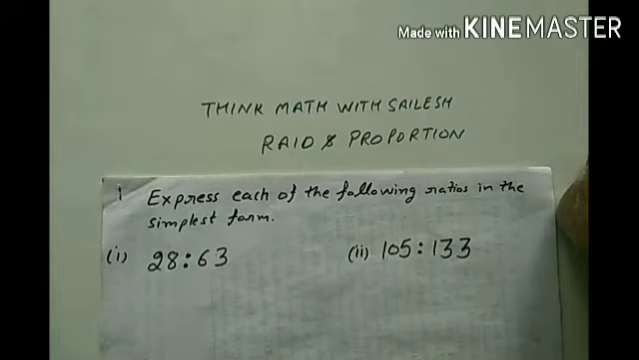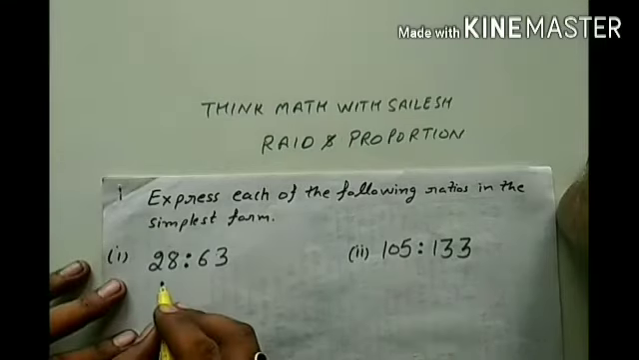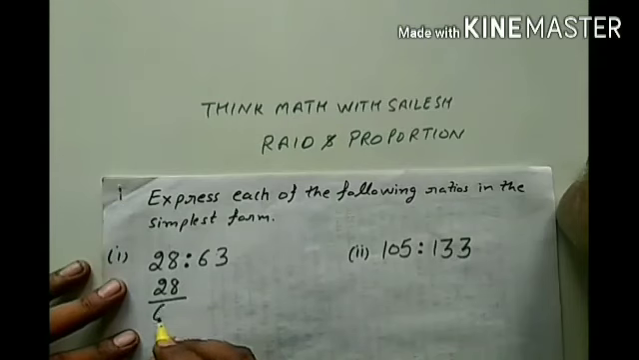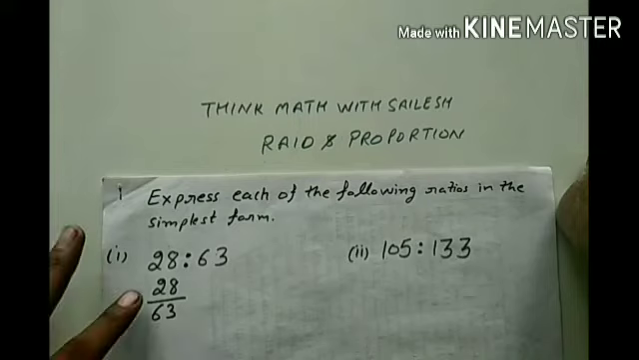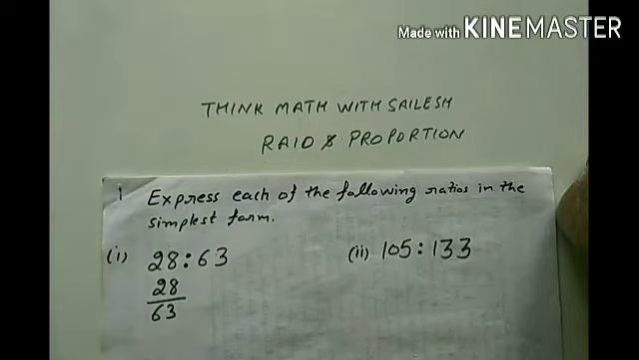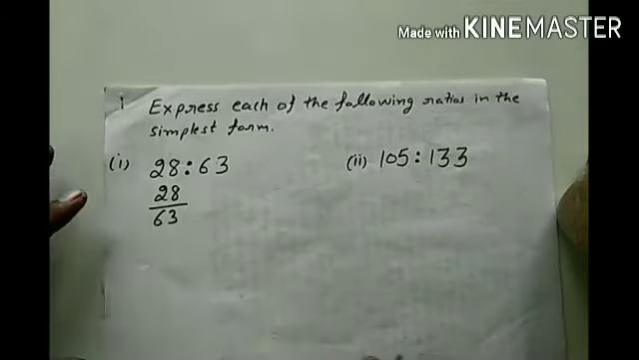So our first question is: express each of the following ratios in the simplest form. If we have to convert a given ratio into the simplest form, then firstly we will write it in fractional form. So I write 28 over 63. Clear? After that, I will find their HCF. I can find it mentally, but if you don't know, then you can calculate it. How will you calculate this? I am going to explain this now.